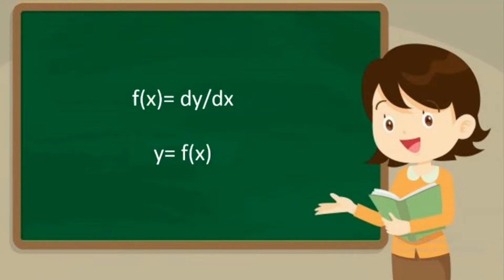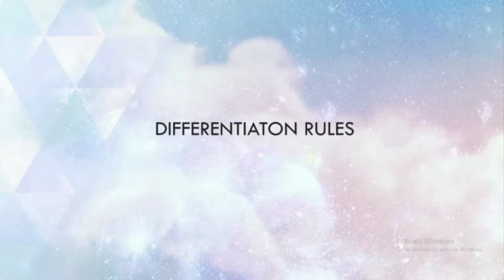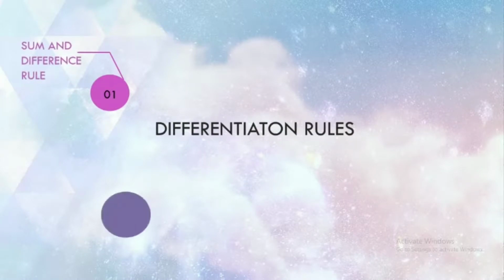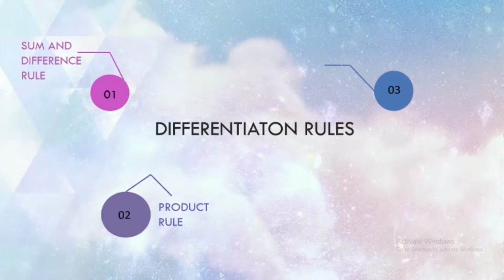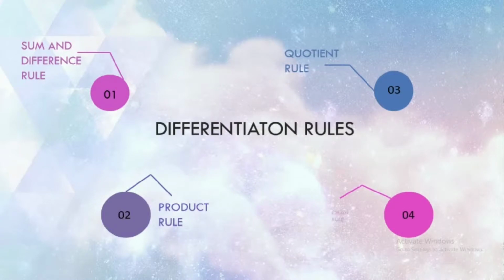We also have differentiation rules, which are: first, sum and difference rule. The second one is product rule. The third one, quotient rule. And the last one, chain rule.